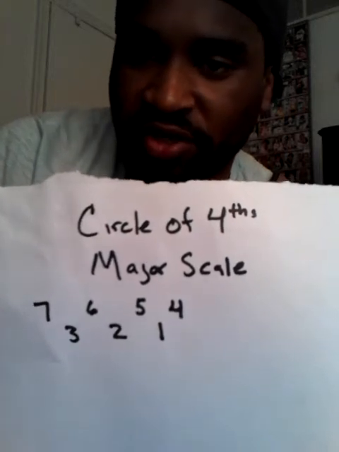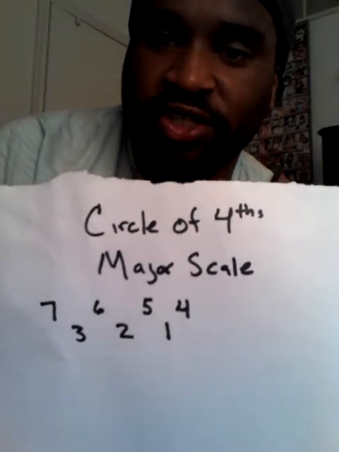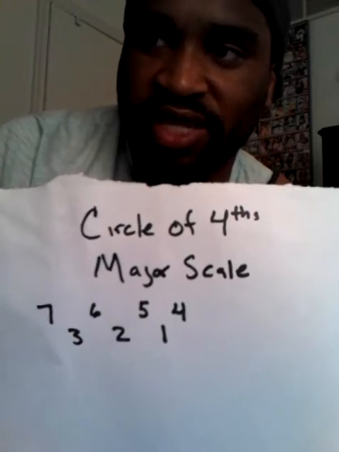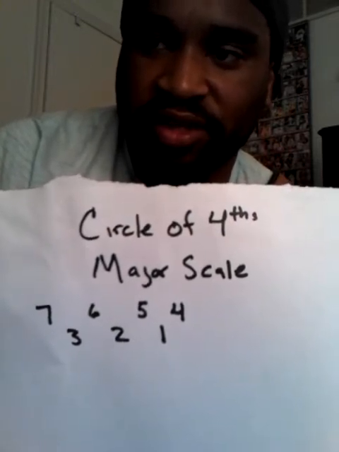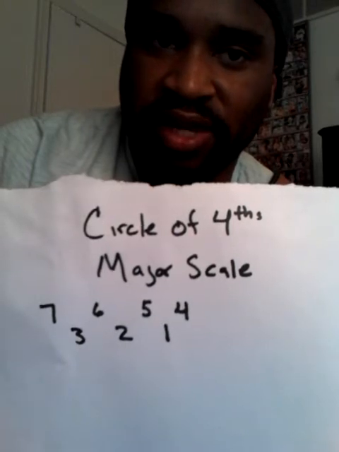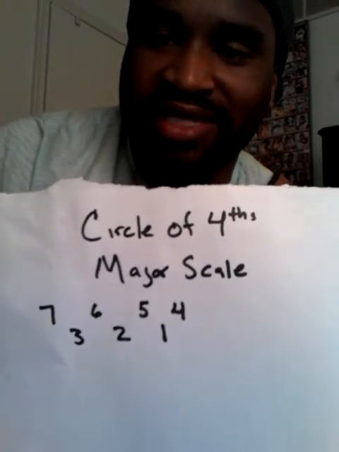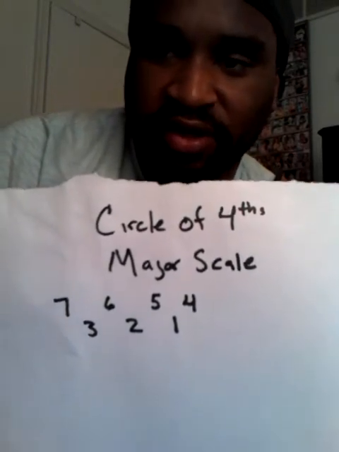But I don't want to confuse you. The difference between the circle of fourths and the circle of fifths is that they're backwards from each other. So instead of it being ABC, it's CBA. Okay? And I'm going to show you. So let's say I am in the key of C.